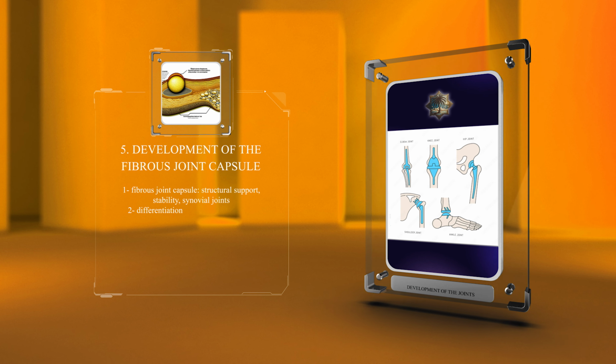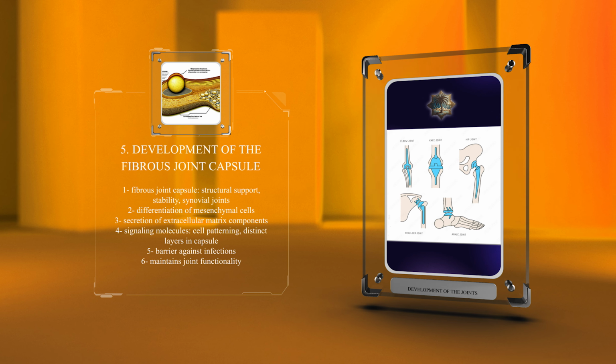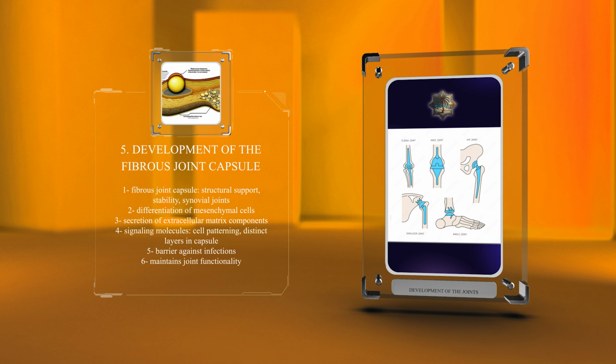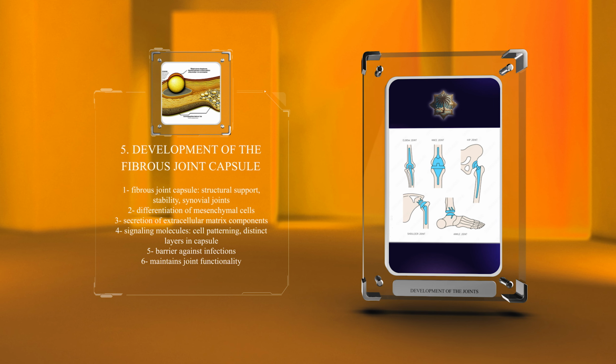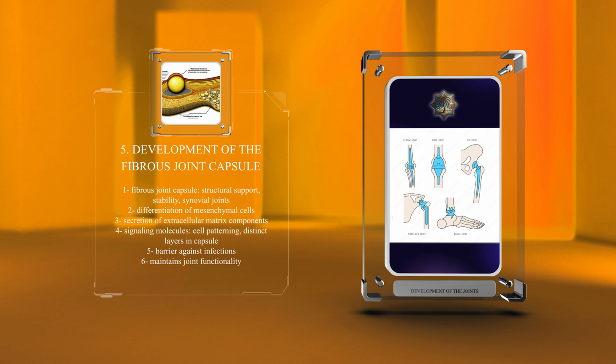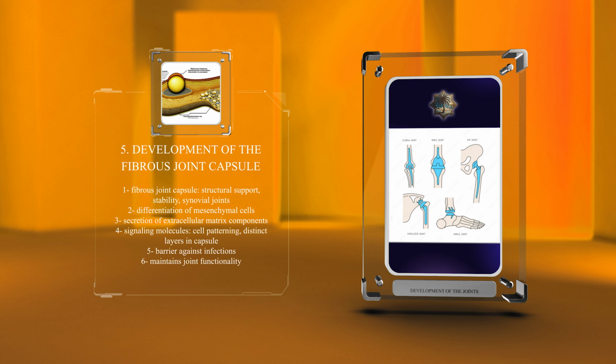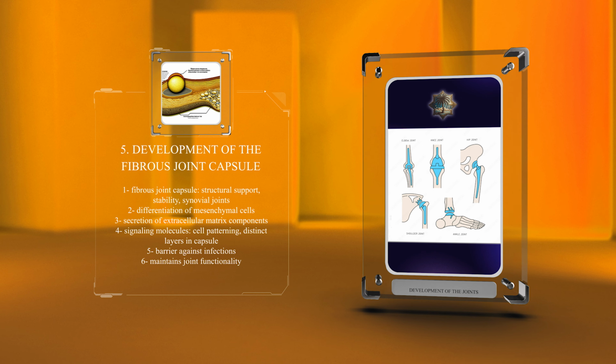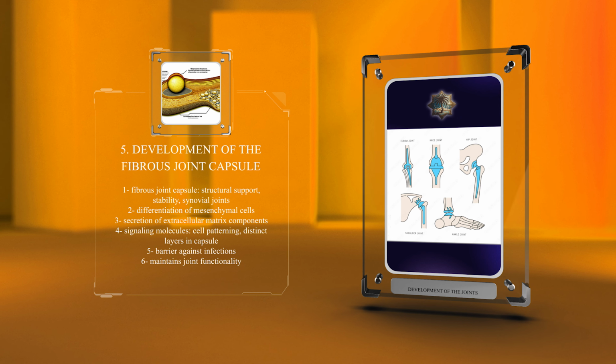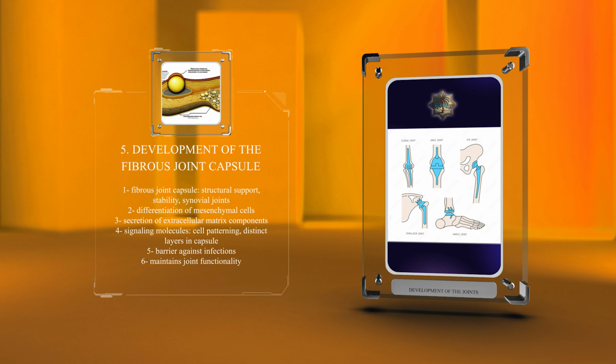The fibrous joint capsule provides structural support and stability to synovial joints. It forms through the differentiation of mesenchymal cells and the secretion of extracellular matrix components. Signaling molecules regulate cell patterning, resulting in distinct layers within the capsule. The capsule also acts as a barrier against infections and maintains joint functionality.